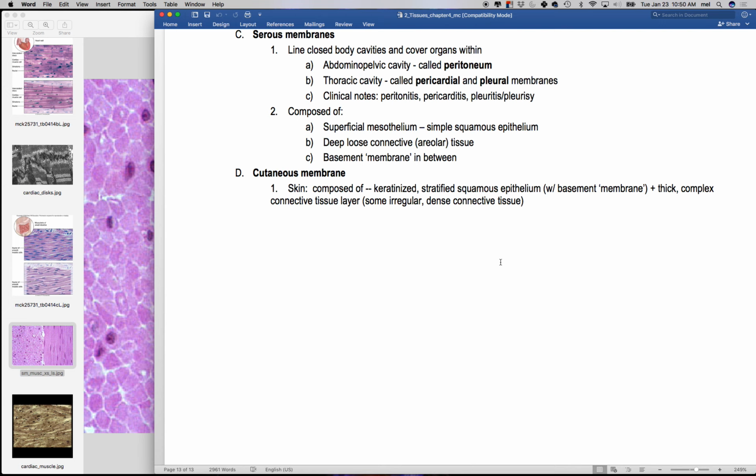So how can you avoid abrasion if you have two layers of just simple squamous epithelium? Because they're both secreting a lubricating fluid, right? So they're both lubricated. Go ahead.